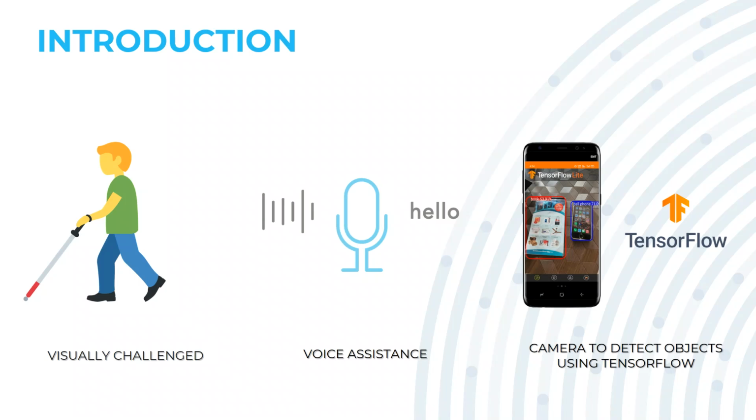So let me start with a small introduction about our project. Our project, as the title says, aims at providing assistance to blind by voice assistance to help them know about the whereabouts of the objects in front of them with the help of Android smartphone camera and TensorFlow object detection API.